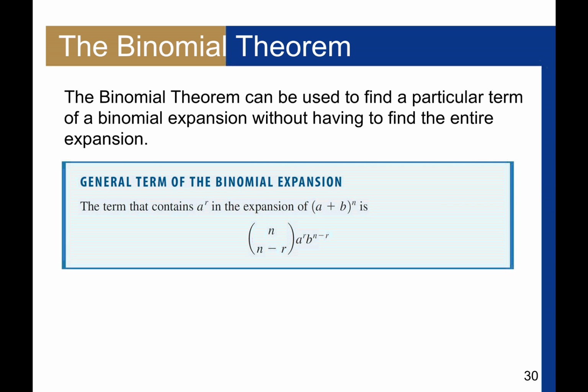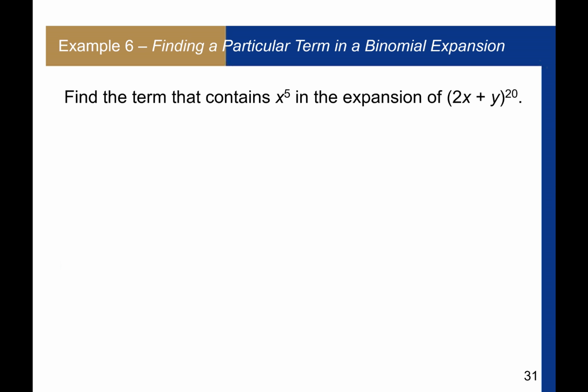Suppose, for a very specific reason, we need to know the value of one single term in a binomial expansion. Again, with the help of combinations, we can figure out what that coefficient is, and we know the pattern of the exponents. So if we take a slightly more interesting binomial, 2x plus y to the 20th power, and we're asked to find the term that contains x to the fifth.